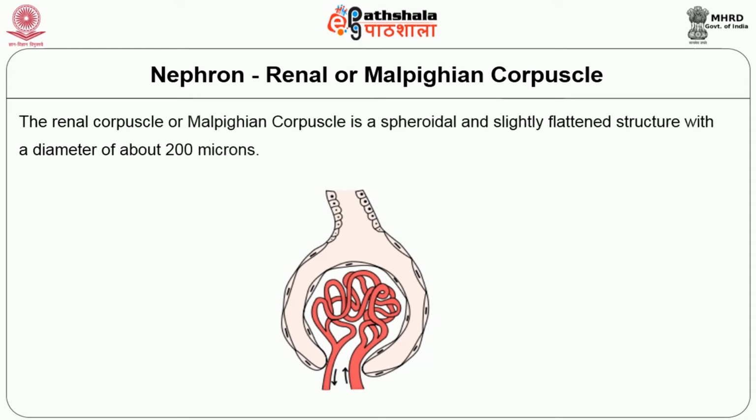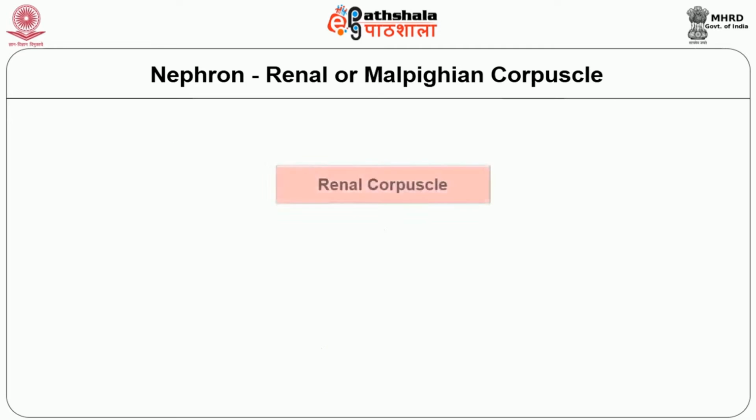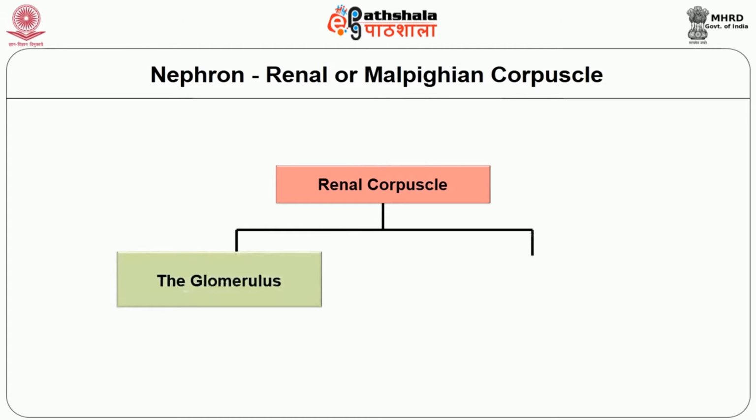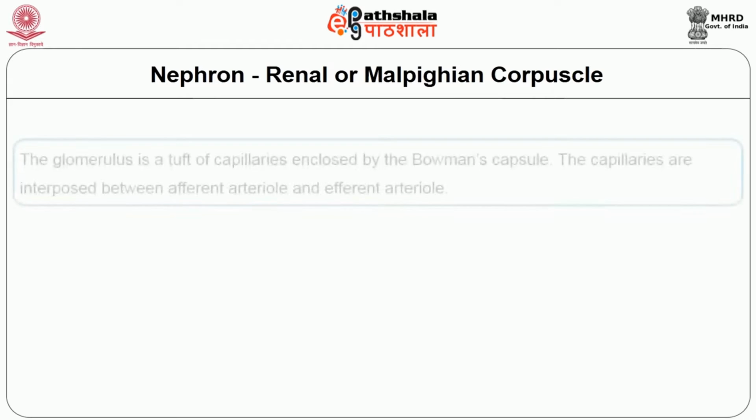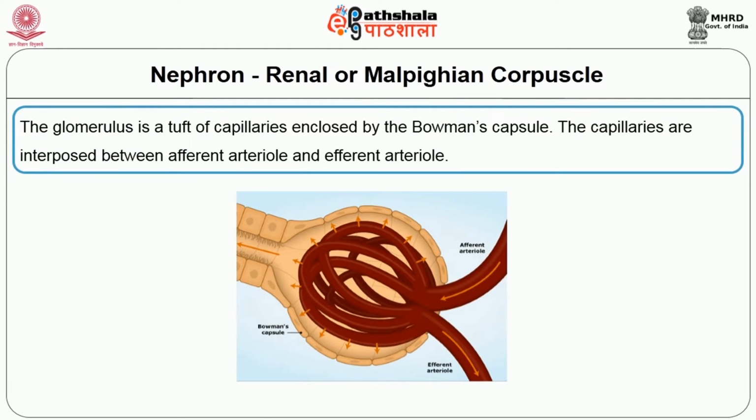The renal corpuscle is a spheroidal and slightly flattened structure with a diameter of about 200 microns. The renal corpuscle is formed by two portions, namely the glomerulus and the Bowman's capsule. The glomerulus is a tuft of capillaries enclosed by the Bowman's capsule. The capillaries are interposed between afferent arteriole and efferent arteriole.